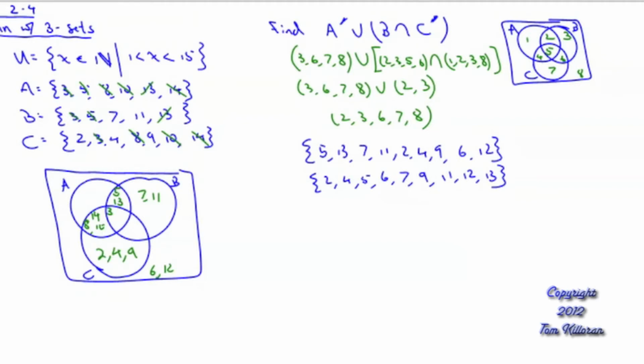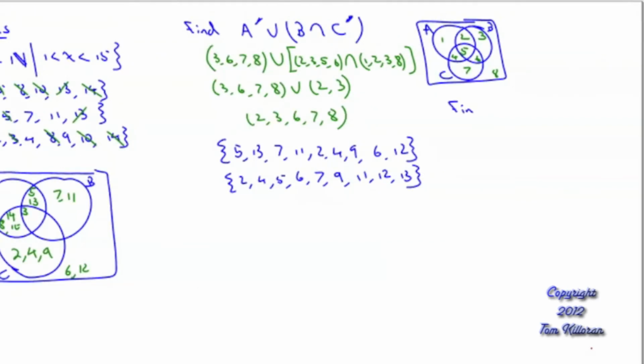Try this one then. This is yours, not mine. A union C complement, intersect with B's complement. Use the same one? Same elements, same sectors. Sectors don't change. Elements always change.